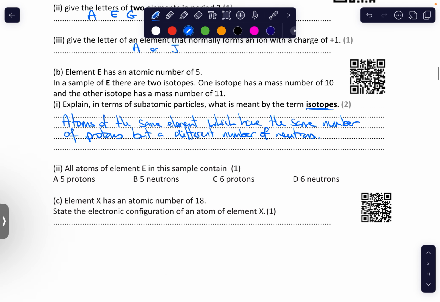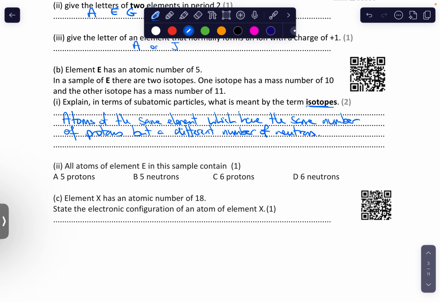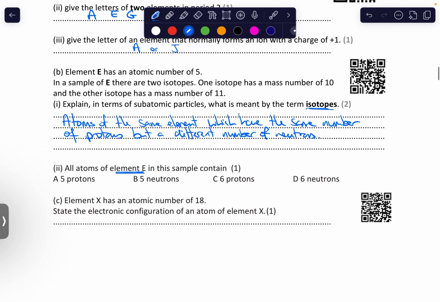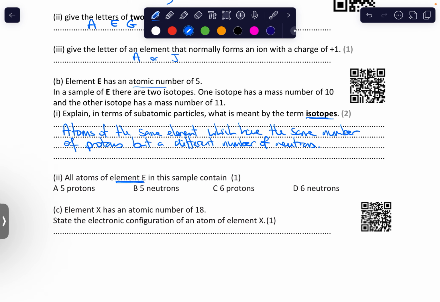All atoms of element E in the sample. So because they're all atoms of one element, they're all going to have the same number of protons. Let's check how many protons they have got. So it tells me here, element E has got an atomic number of 5. So that means they'll all have 5 protons, which is option A.